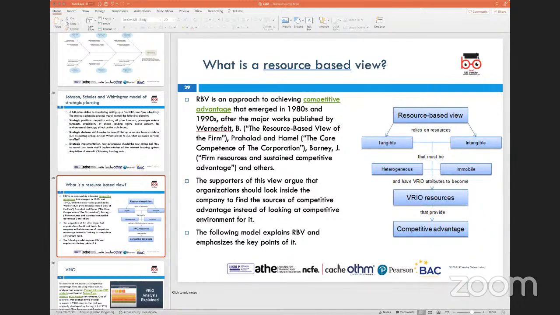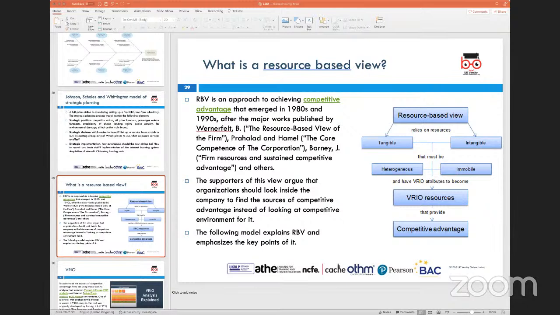And when they look at these, they further divided them into heterogeneous and immobile assets. Heterogeneous would mean that the organization possesses skills, capabilities and resources which others would not have. So if you have a strong R&D, research and development, and the people who work within the R&D are able to come out with products, then that is a key strength of that company.